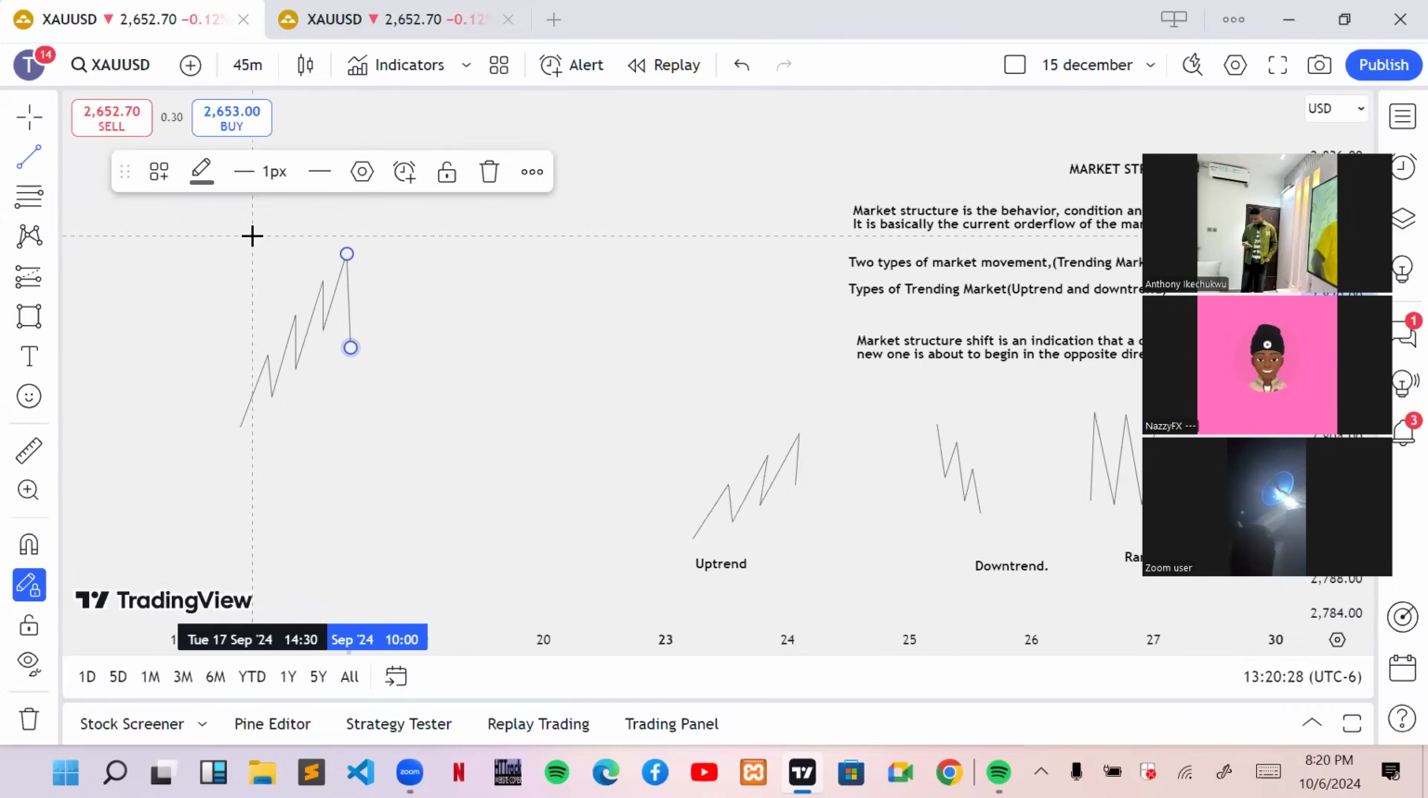The previous trend the market was on could not be maintained. Now it's an indication that this is no longer an uptrend, but the market is turning into a downtrend. So if you were taking buys previously and you witness a market structure shift, what you should be looking out for now is sells. This shift is an indication that the current uptrend is about to end and the new trend, which is a downtrend, is about to begin. That's why I said it's an indication that the current trend is about to change and the new one is about to begin in the opposite direction.